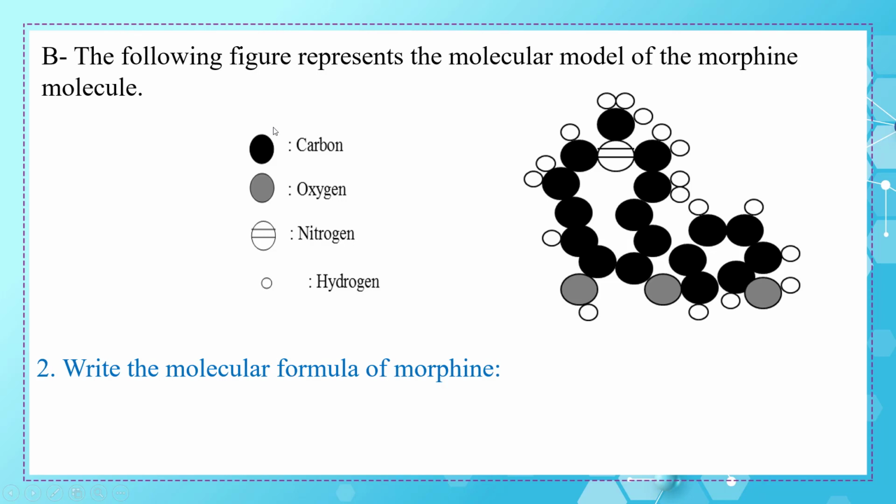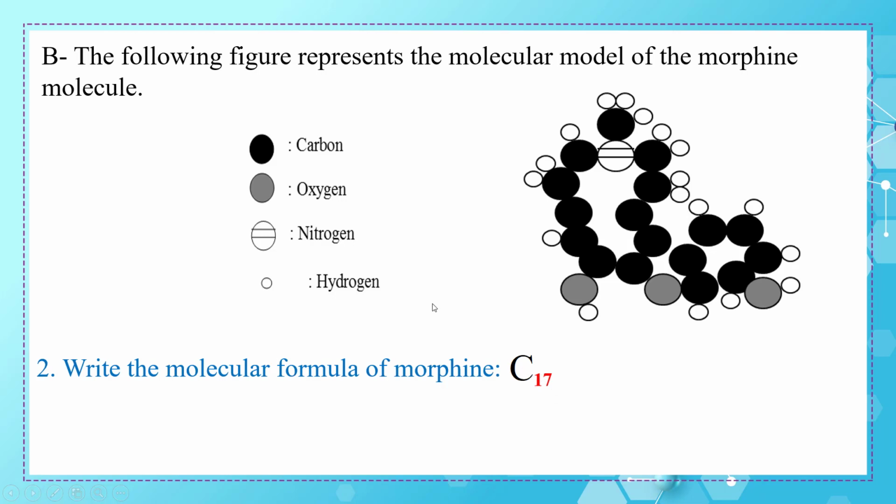We take the first letter in alphabetical order. C is before O and N and H in alphabetical order. So we start with carbon. The symbol of carbon is a capital C. What about the subscript of carbon? I should count the carbon, which are the black balls, to get their number. We have 17 black balls. So I have 17 carbon. So this is the subscript of carbon.